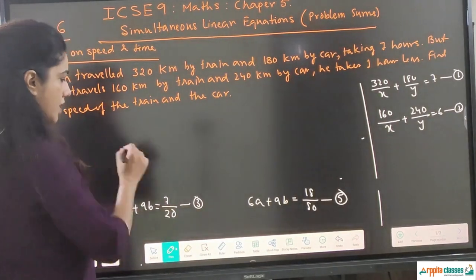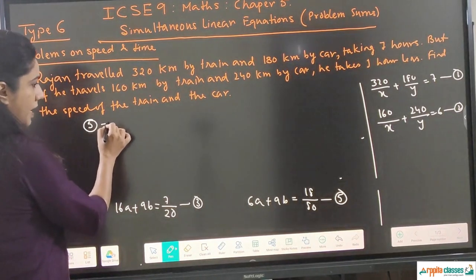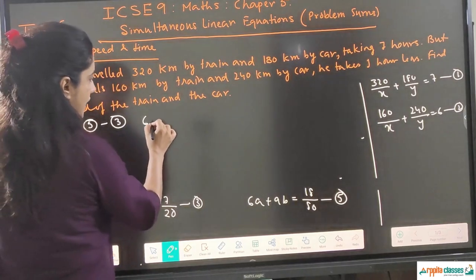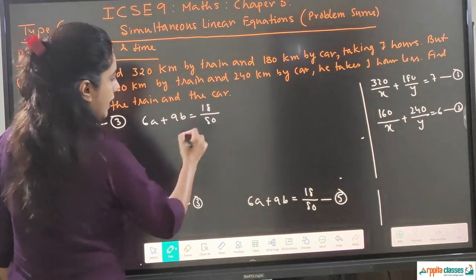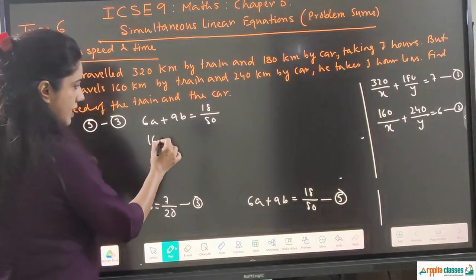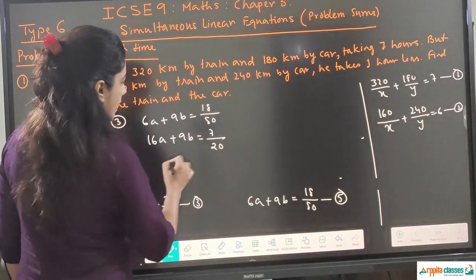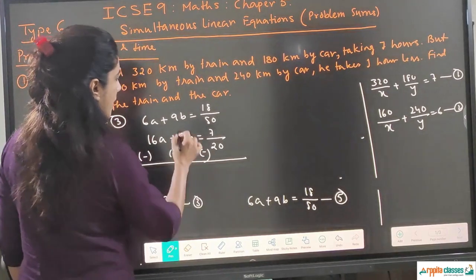Okay, so subtracting, I'll just write down 5 minus 3. So this will become 5. First, 6a plus 9b is equal to 18 upon 80, and this will be 16a plus 9b is equal to 7 upon 20. Since I am subtracting, this is minus, and this is also minus.